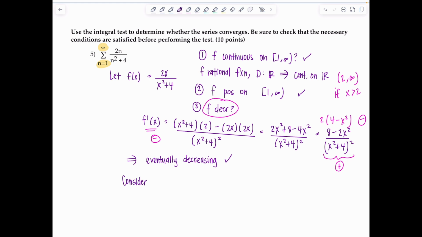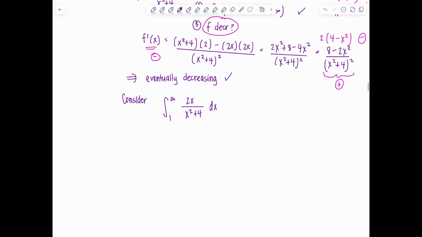Okay, now let's go ahead and look at our improper integral. So let's consider the integral from 1 to infinity of 2x over x squared plus 4 dx. So first and foremost, quick as a bunny, rewrite this as the limit as t goes to infinity of the integral from 1 to t of 2x over x squared plus 4 dx. Now hopefully you're pretty comfortable. You can spot, oh, we should do a u sub. If you want to do the u sub in your head, that's totally cool. If you're not comfortable, I'll write it all out.